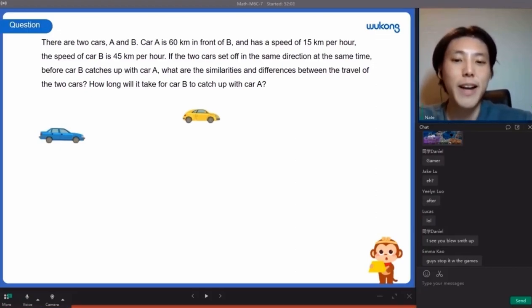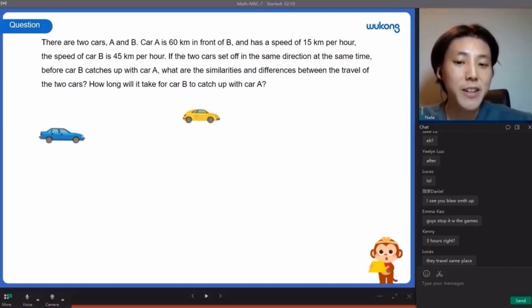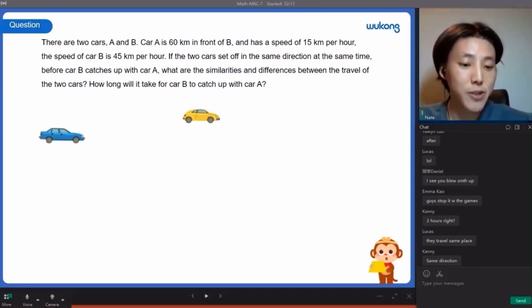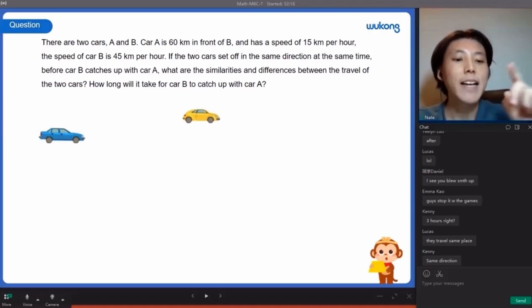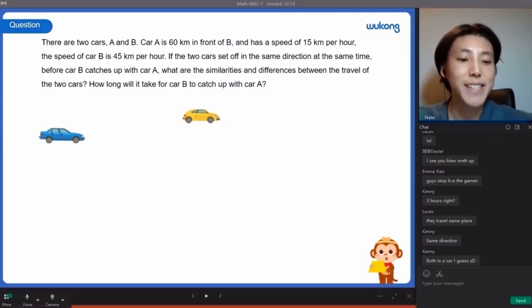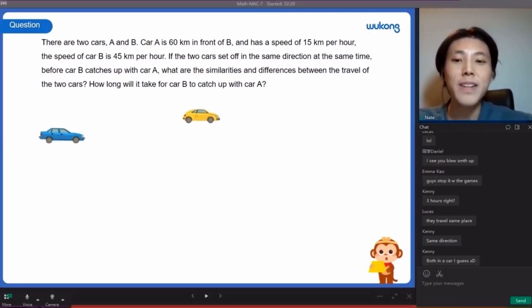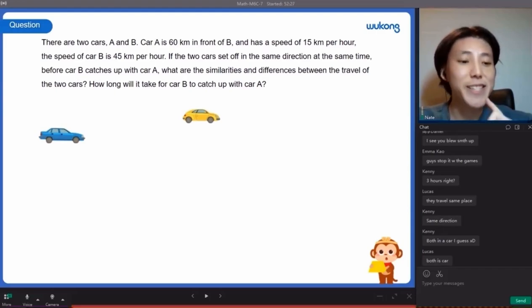So what is something similar here? Well, the direction of the travel is the same, right? Yep, same direction and same time. Yes, 3 hours. Time will flow equally to both of them here. But then what's the difference? The speed is different, and the distance traveled by them will be different.